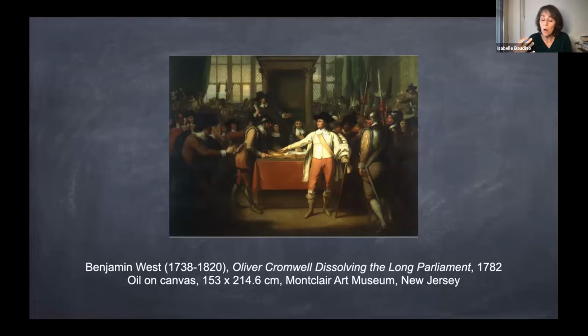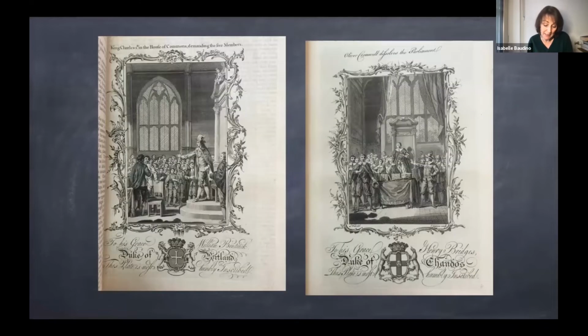So that's one of the reasons why I would like to throw light upon an iconography that has suffered an even worse fate than historical painting, and that is historical prints, because both Charles I demanding the 5 members and Cromwell dissolving Parliament had indeed been widely circulated in the form of engraved historical illustrations before being painted by West and Copley. And I'm showing you the 2 engravings here that correspond to the 2 paintings.